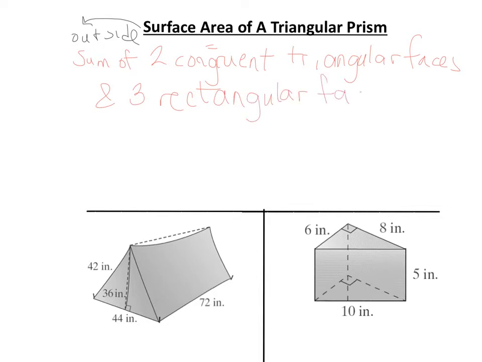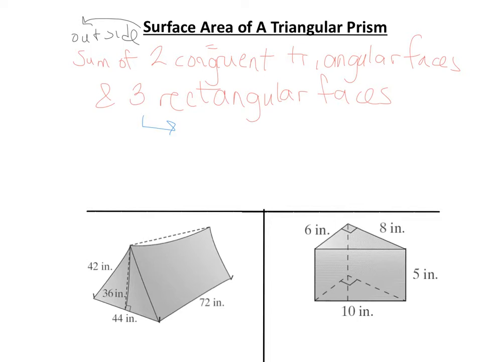The thing that most students mess up on is assuming that because in a rectangular prism you have 2 congruent rectangles, that's going to be the same for this, and it's not necessarily true. In order to get the 3 rectangular faces, this is the one that students struggle with the most, the rectangular faces.